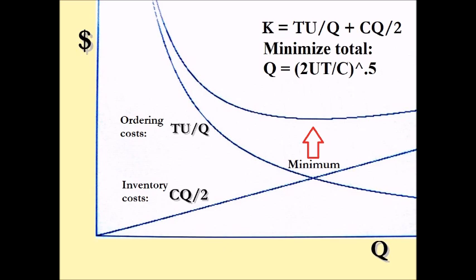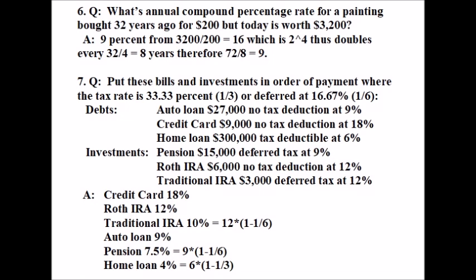Let's go back to present value, but this time with some shortcuts. Everybody loves a shortcut. Suppose we have an annual compound percentage rate, and we want to know it for a painting bought 32 years ago. Then it was $200, but today it is worth $3,200. Notice it's 16 times in value, which is actually 2 to the 4th power.